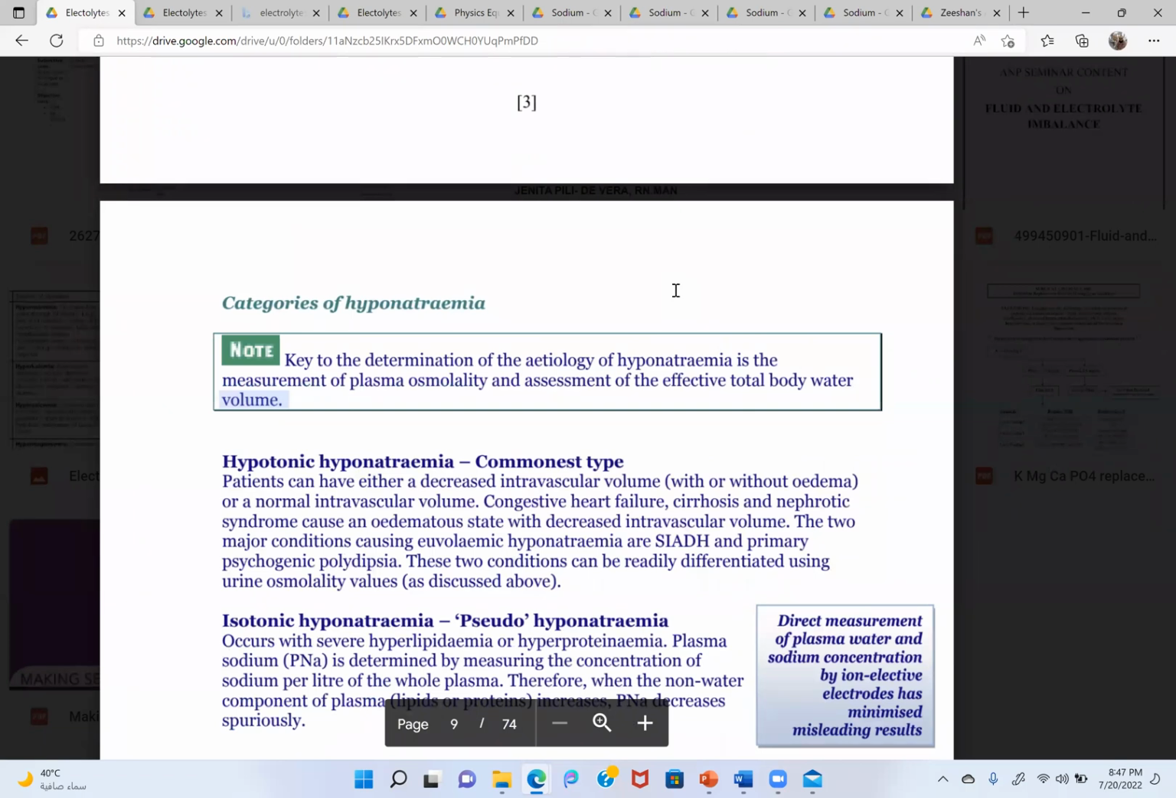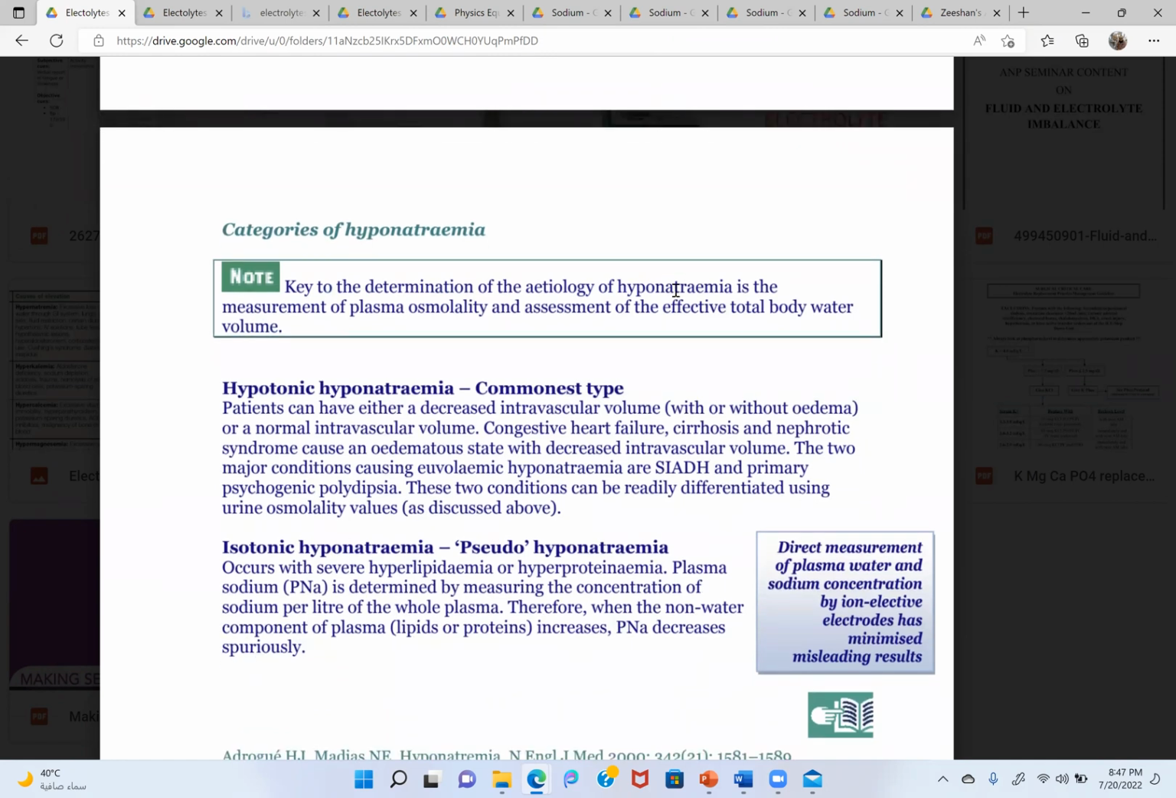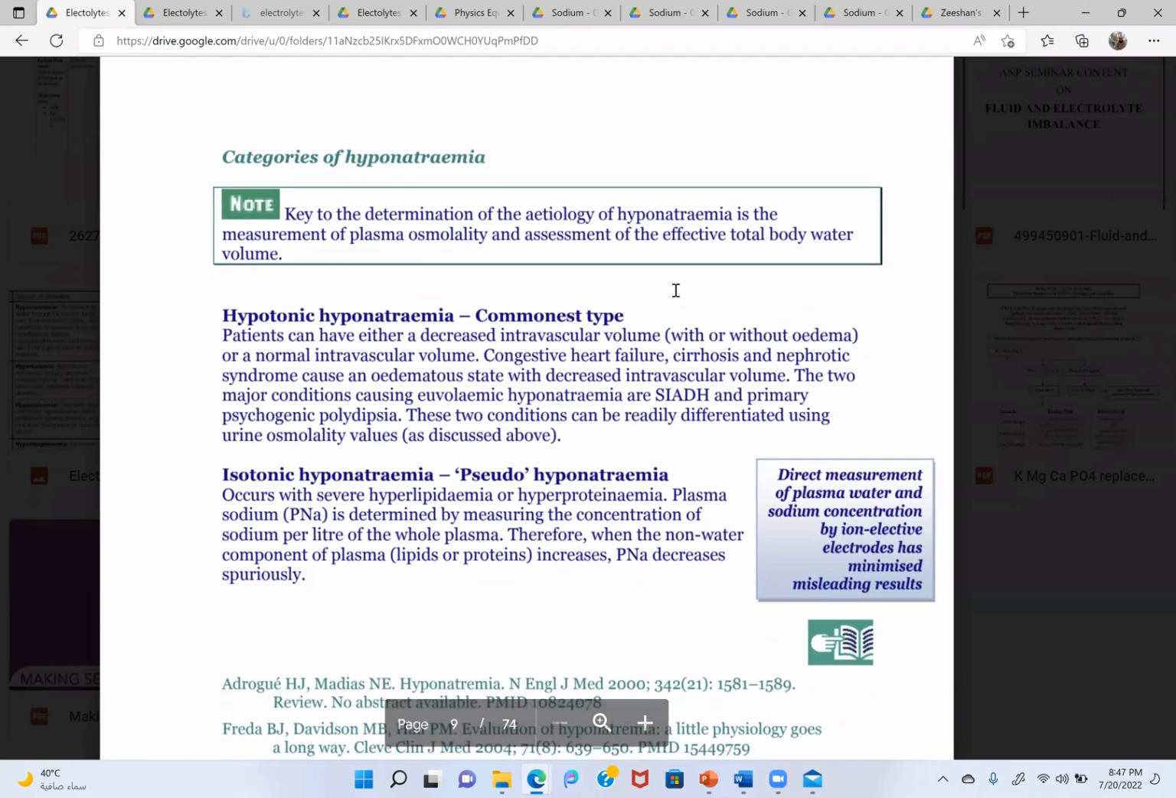So they have just put the note, key to the determination of etiology of hyponatremia is the measurement of plasma osmolality and assessment of the effective total body water volume. Okay. So that's what will occur when hypotonic hyponatremia. This is the commonest type, in which both water and salts are lost. Okay, so there is decrease in tonicity, and there is decreased sodium level.